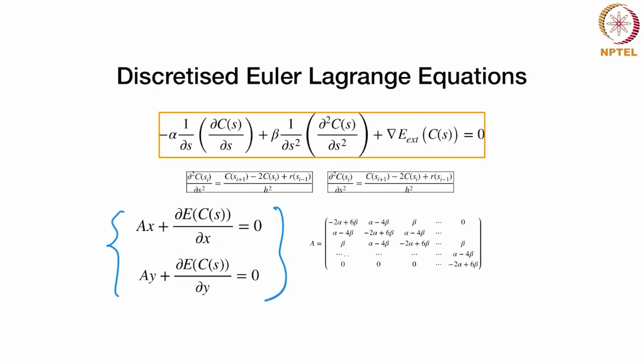Again, the E is basically the image term, right? It's the gradient of the image evaluated at the curve. A is a pentadiagonal banded matrix, which basically carries the weights of the finite difference terms. Okay, and these are the two simplified, or the final form, for the Euler-Lagrange equations.